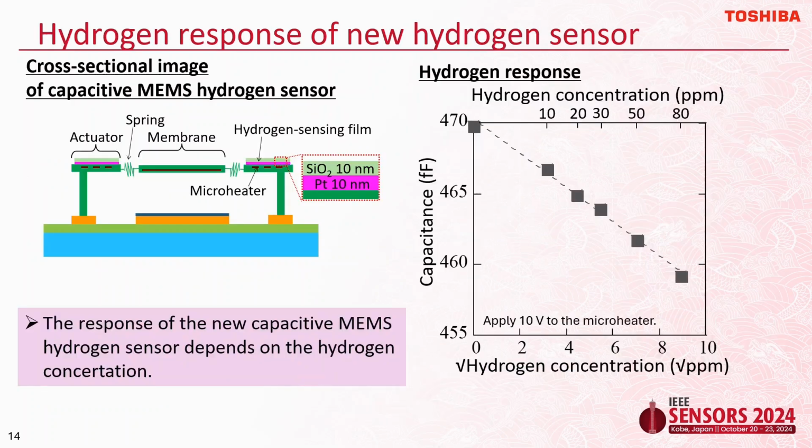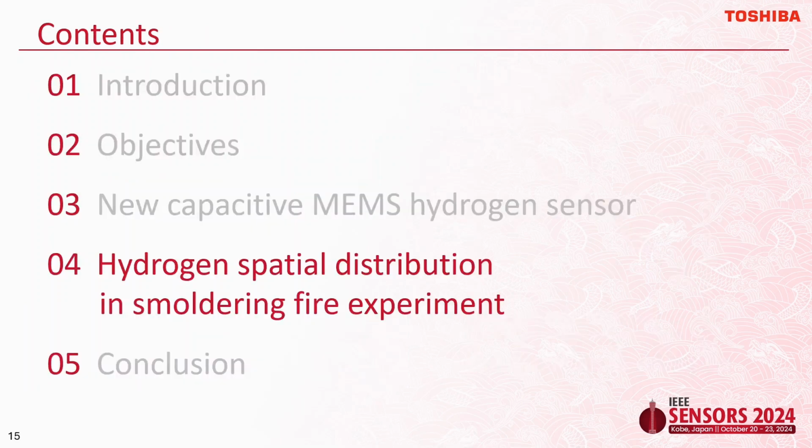Here we confirmed the hydrogen response of the new capacitive hydrogen sensor that uses Pt and SiO2 as sensing film. As the figure shows, capacitance depends on the hydrogen concentration. Next, let's see the result of a smoldering fire experiment.